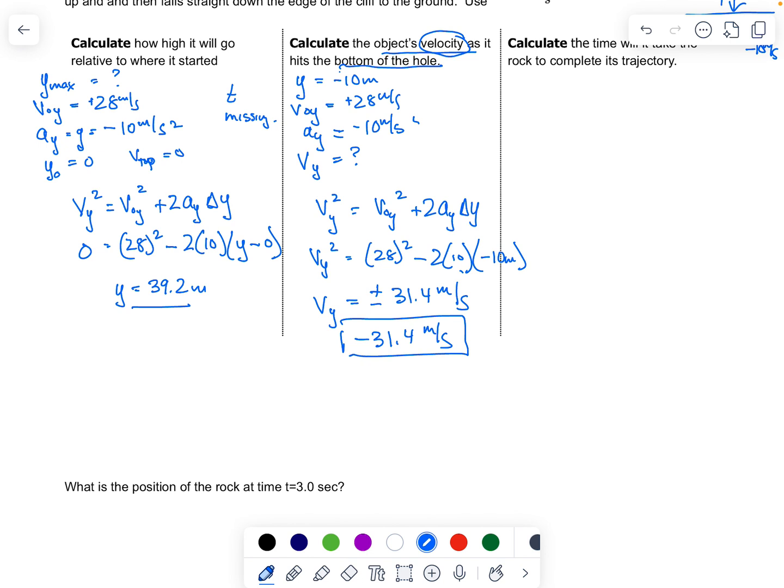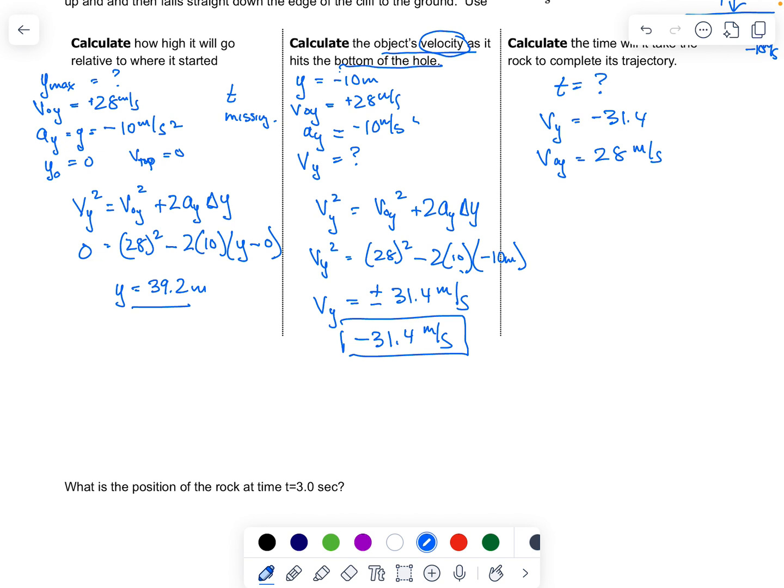Okay, calculate the time it'll take the rock to complete the trajectory. Now I need to just solve for time, right? That's my question mark. I know the velocity that it hits the ground from the previous part is going to be minus 31.4, and I know my initial velocity is going to be 28 meters per second up.